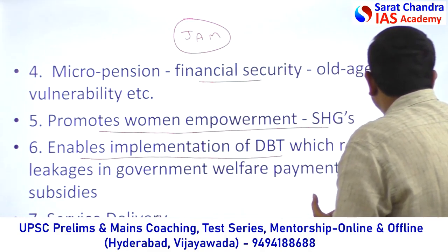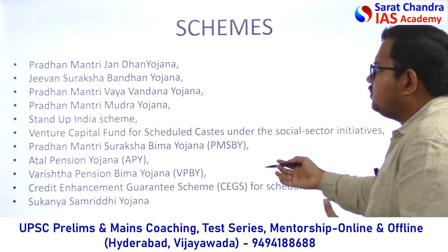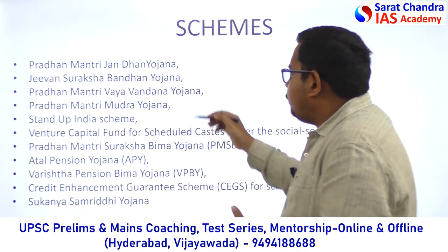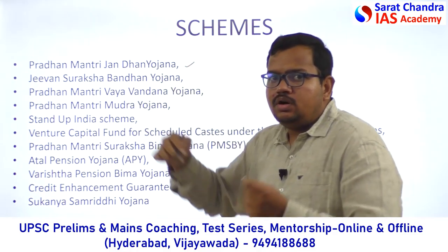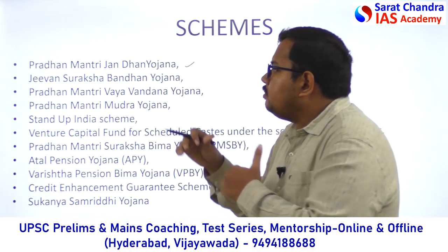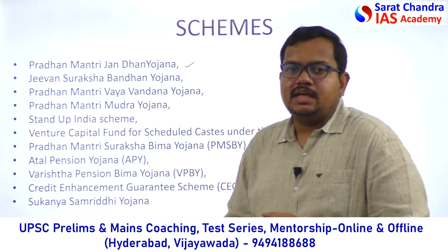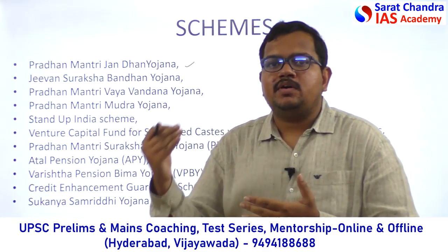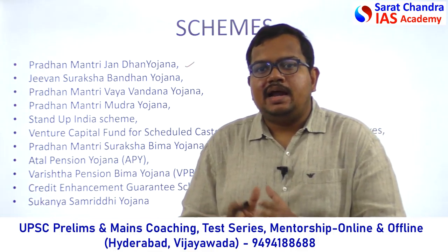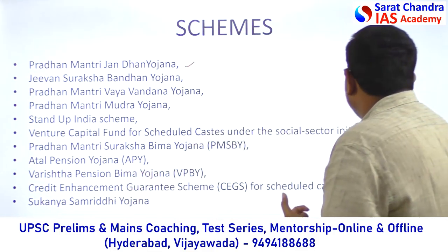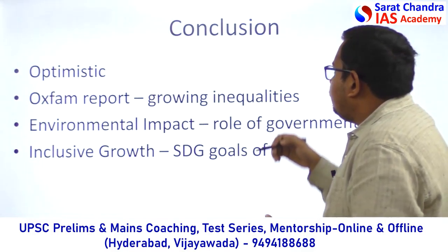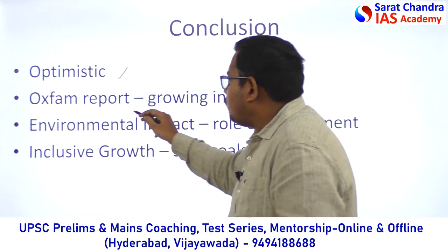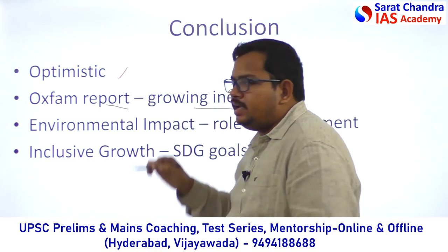And finally, these are some of the schemes related to financial inclusion in our country, like Pradhan Mantri Jan Dhan Yojana. Already I have told you about the Jam Trinity. You can mention just one or two schemes regarding financial inclusion, and say that the government is implementing some of these schemes. In the conclusion also, you can mention one or two of them. And you can write your conclusion in an optimistic manner. You can start by saying that the Oxfam report is telling that there are growing inequalities.